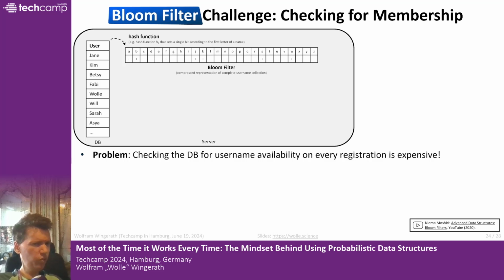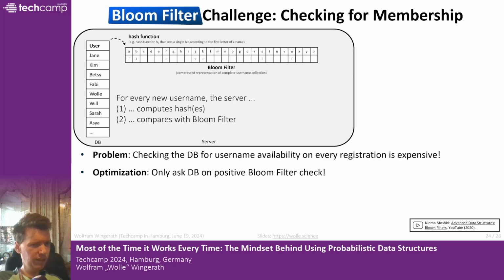And the way to use this data structure would basically be, instead of asking the database every time for every registration, the application server has this Bloom filter and just checks the Bloom filter first, and only if the Bloom filter says, yeah, maybe there's somebody with the same starting letter, then you ask the database. So for example, you're registering a new name, then you compute the hash for that name, you check the Bloom filter, and if the Bloom filter says no, there's nobody like this, then you don't have to ask the database, because there's no way that this username is already taken.